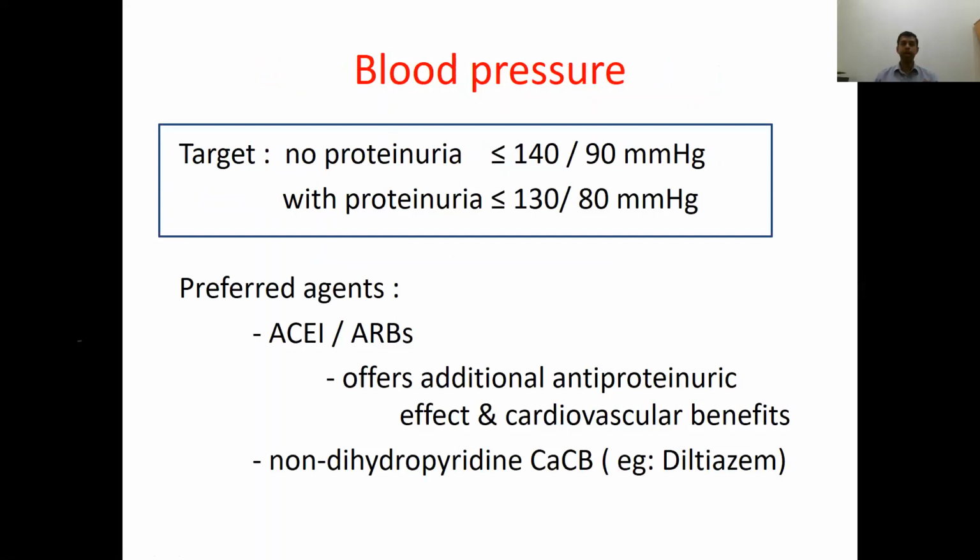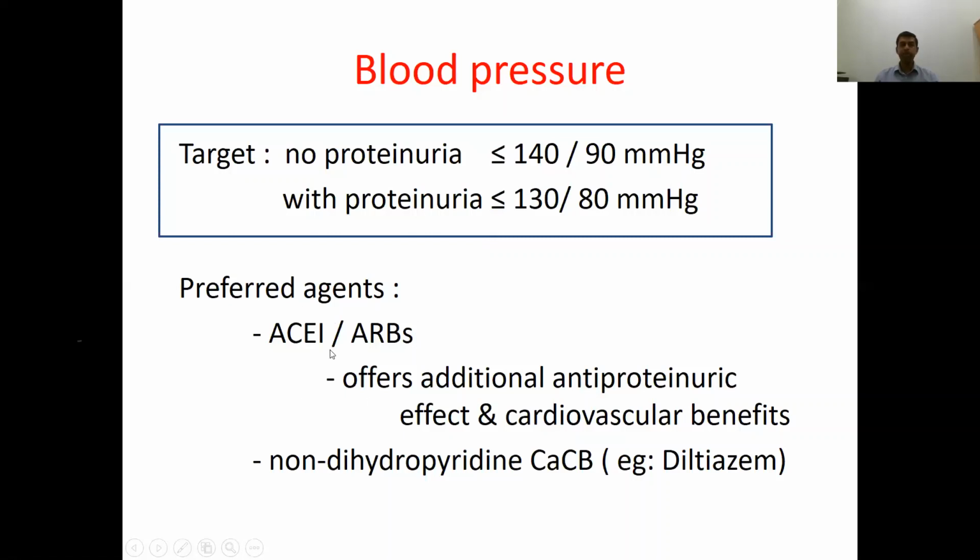In order to do that, I will mainly discuss a few aspects in the management of these patients. Blood pressure: these patients are going to have high blood pressure, and that's going to adversely affect the kidney function and cause rapid progression, so you need to really control the blood pressure. If the patient does not have proteinuria, you target a blood pressure of less than 140/90. However, if the patient has proteinuria, your blood pressure target should be lowered further to less than 130/80. The preferred antihypertensive drugs in this group of patients will be ACE inhibitors and angiotensin receptor blockers.